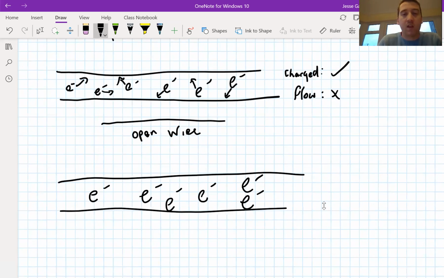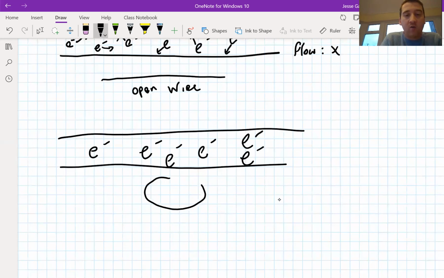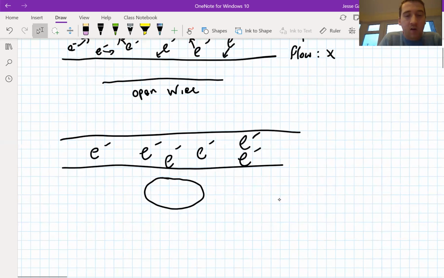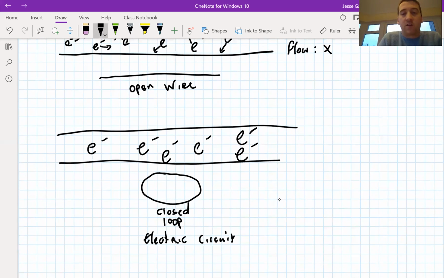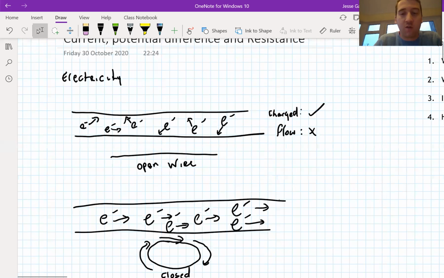But this time they are in a closed loop like this. When they're in a closed loop, we call it an electric circuit. Now, when this is the case, the electrons can move in the same direction, like this. They will all start to flow around the closed loop.